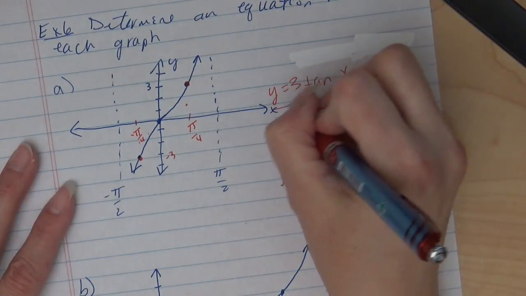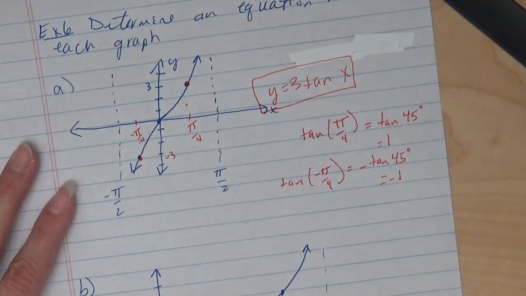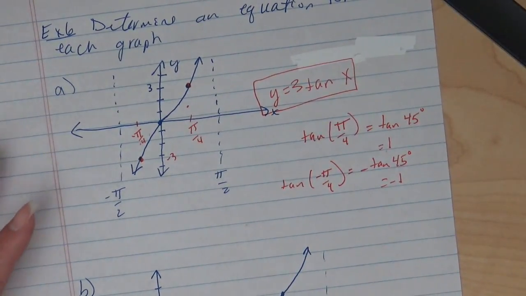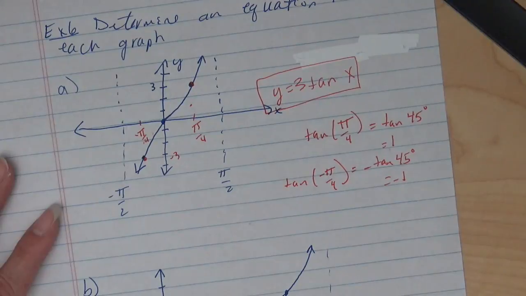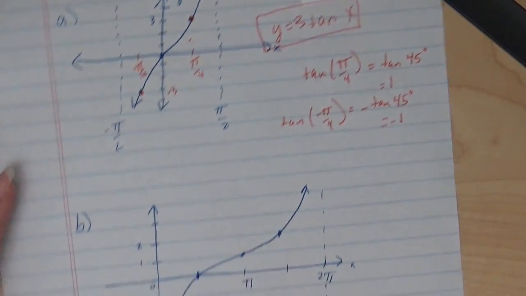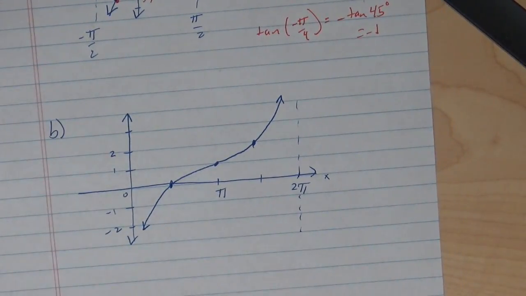Okay, and that is one correct answer for this. It's probably not the only correct one. But y equals 3 times tan of x is what my equation is here. For part B, let's see what's going on in this one.